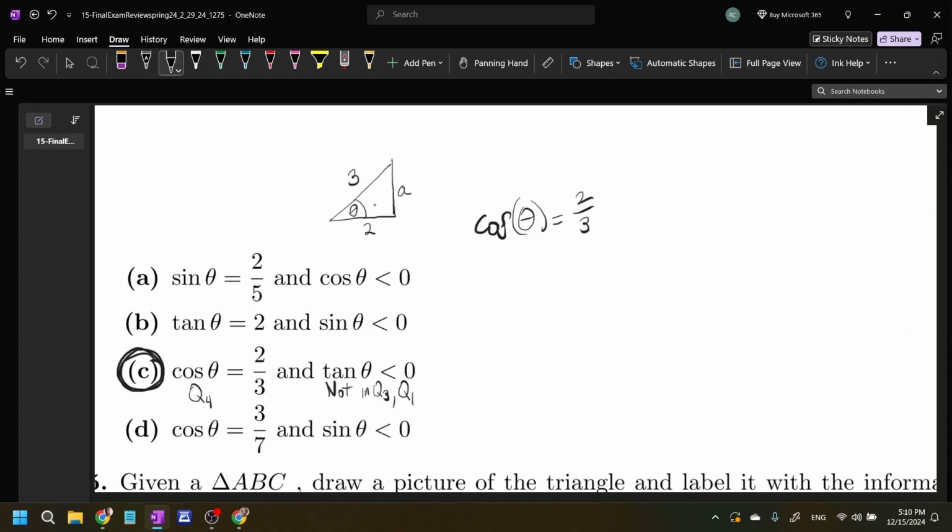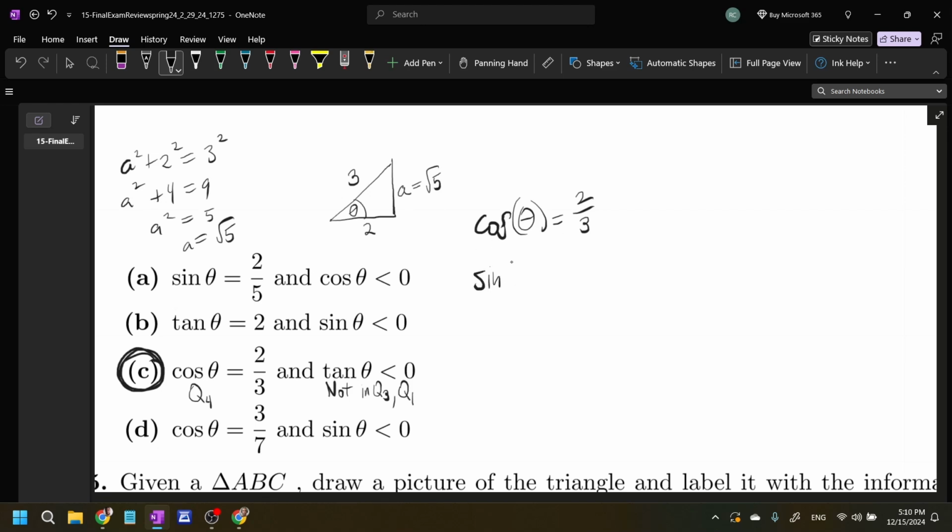And let's do a little Pythagorean theorem. A squared plus 2 squared equals 3 squared. A squared plus 4 equals 9. A squared equals 5. A equals √5. Okay, so we found the height of this triangle that we've drawn here. Now we can complete all the other trig functions built from this.